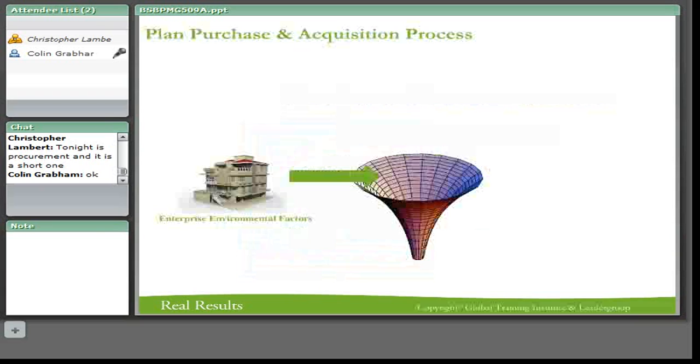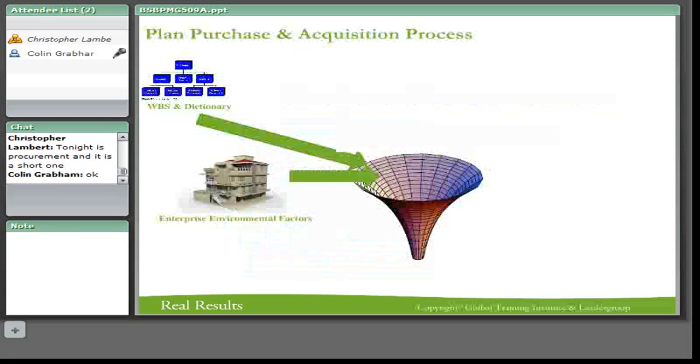And if we have a look at what we need to plan and purchase, or plan, purchase, and acquire the process, obviously the enterprise environmental factors, you can remember what those are, will play a very big input in this. The second big input is obviously your work breakdown structure and your data dictionary. That's going to help us because we need to know what kind of resources or materials we have to purchase.